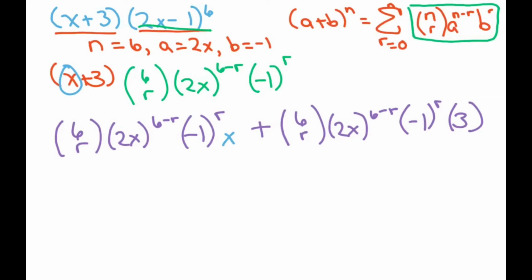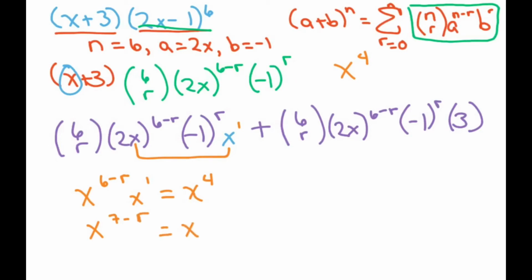So I'm going to find my r by combining my x's, and we want x to the fourth. So we have x to the 6 minus r times x to the first power, and we want that to equal x to the fourth. So you condense this left side, you're going to get 6 plus 1 is 7, so you get 7 minus r equals 4. You look at your exponents, that means r equals 3.